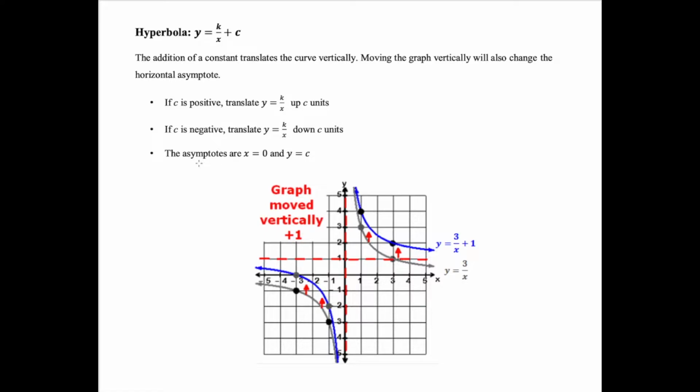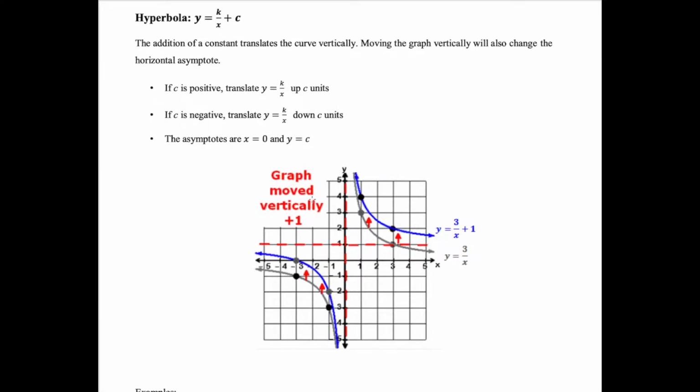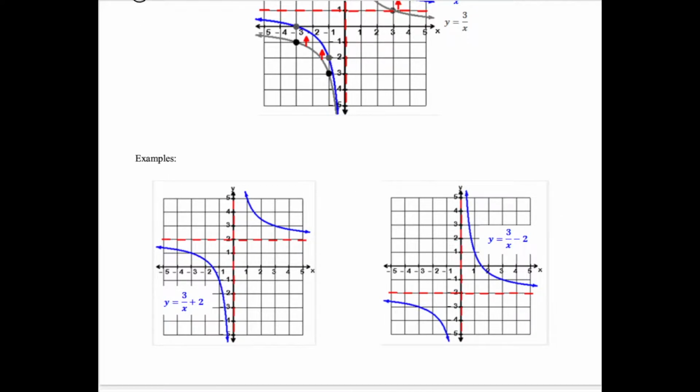If c is negative, we move it down. Once you move the hyperbola up and down, the asymptotes will shift. The vertical one will be unchanged, x equals 0, and the horizontal one will be y equals c. So we'll go through some examples. From this example, this is the graph y equals 3 on x plus 2. You can see that the horizontal asymptote has shifted up 2 units. So now the new equation for the horizontal asymptote is y equals 2, but the vertical asymptote is still x equals 0.